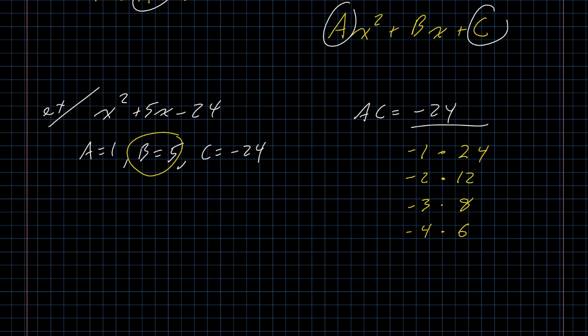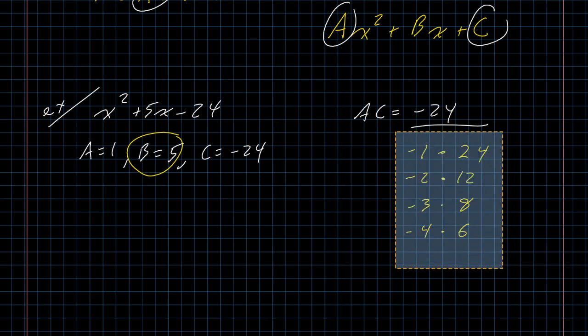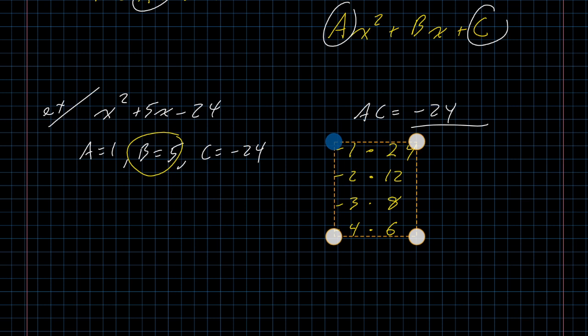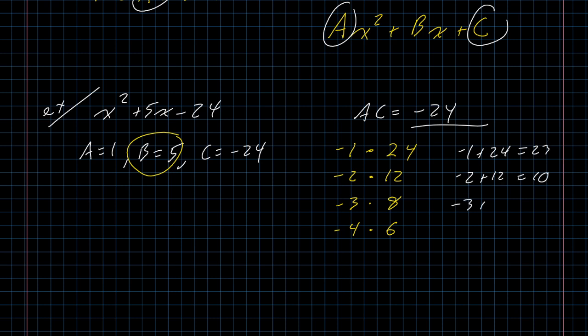Now we come back to our value b. If I add the factors that I've just written down, negative 1 plus 24, I get 23. Negative 2 plus 12, I get 10. Negative 3 plus 8, I get 5. Negative 4 plus 6, I get 2.